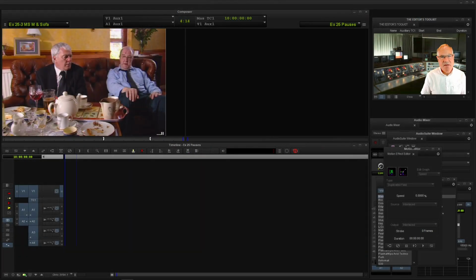This is an exercise about pauses. How long a pause should you leave? Now, most of the time you can get the indication about the length of the pause that would suit the scene from the performances that the actors have given you. And this is true in this case as well.